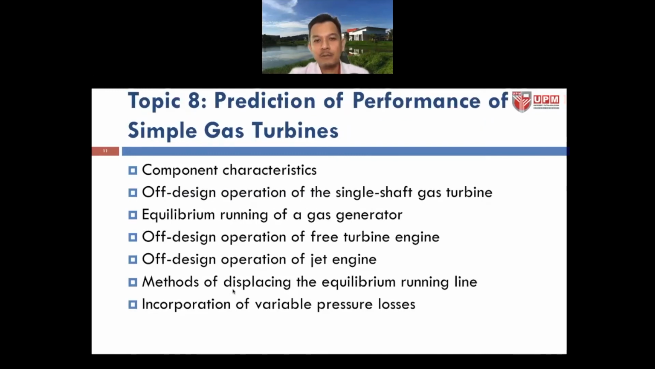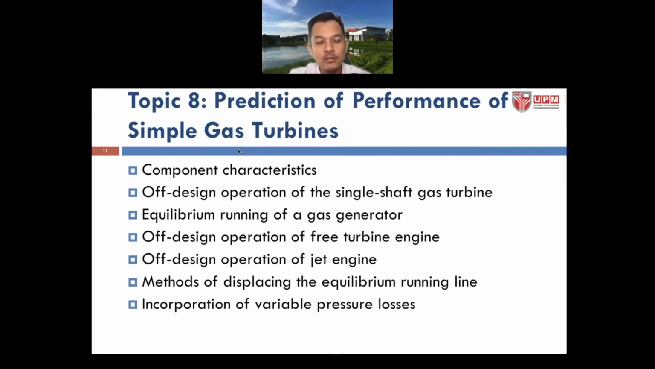And going into topic number 8, this is also a topic that is used by gas turbine engine designers to predict the performance of a simple gas turbine. This is where we are going to heavily use the software called GasTurb. We will look into the component characteristics. There are off-design and in-design or on-design operations. But we are going to focus on off-design operation of a single shaft gas turbine.